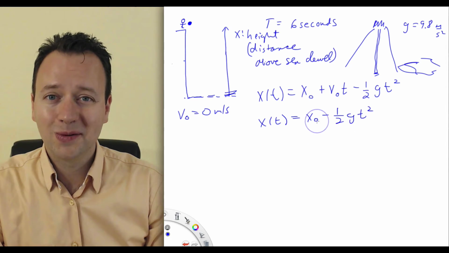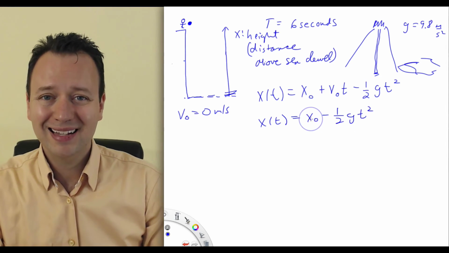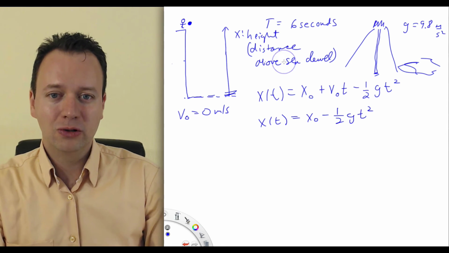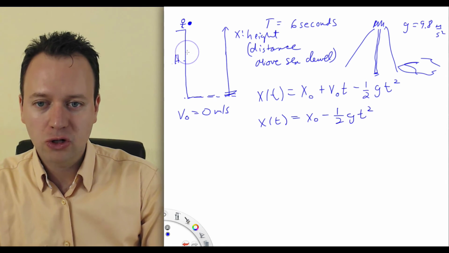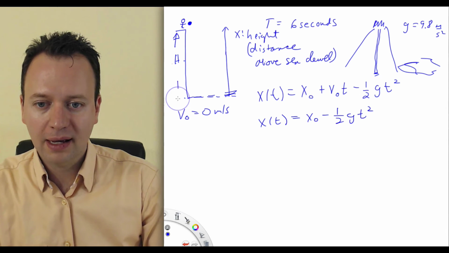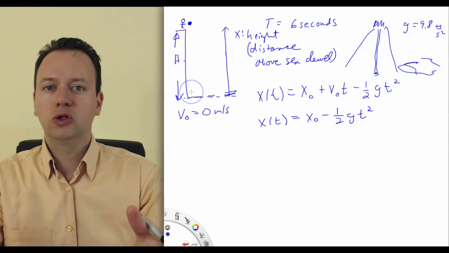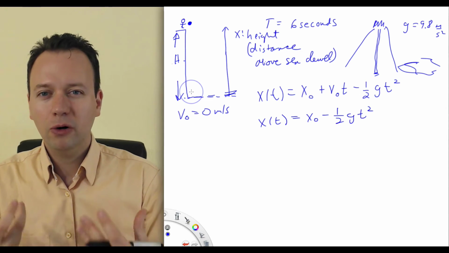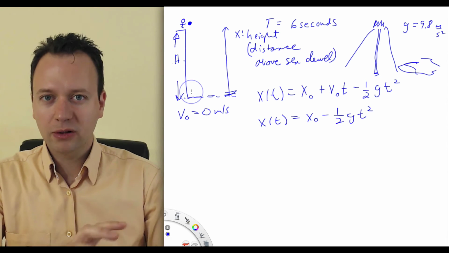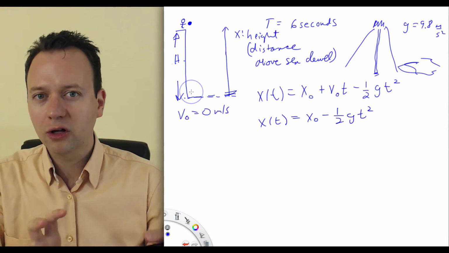Now what about x sub 0? I don't know what the initial height is. So let's assign a parameter to that. Let's call this h. Let's say the cliff has height h. So h is a constant. A parameter is like a variable, except you treat it as a constant. It's just an unknown constant.